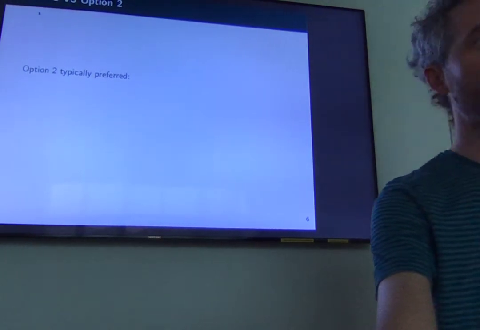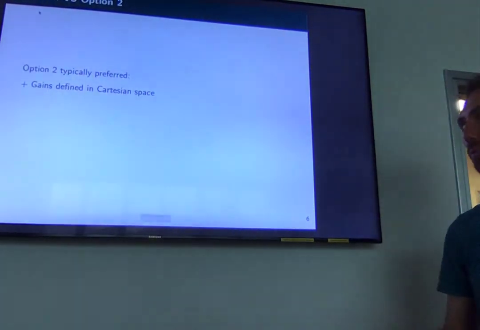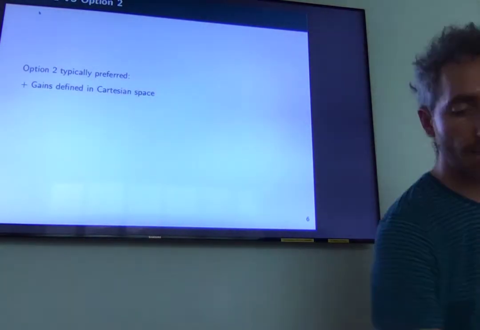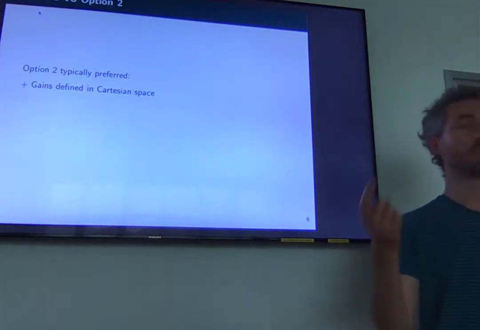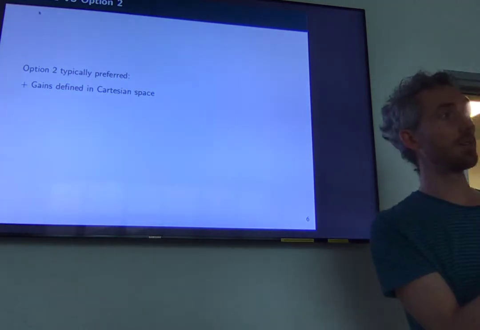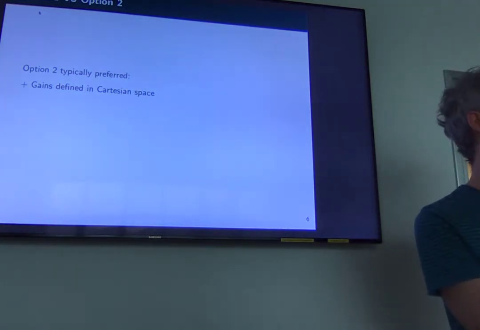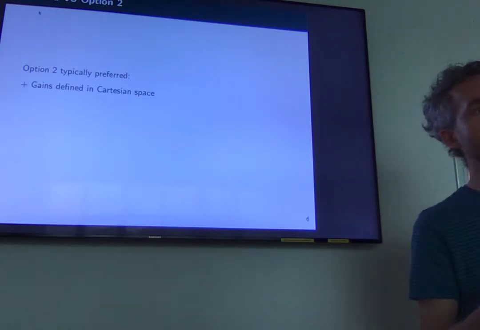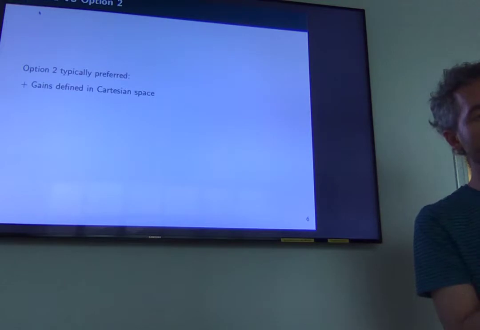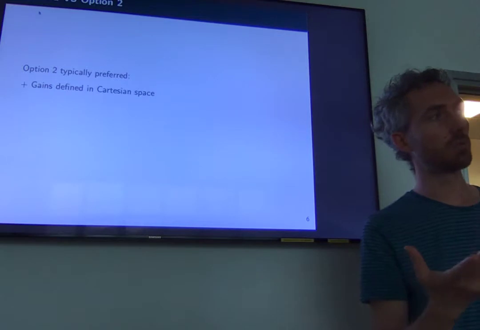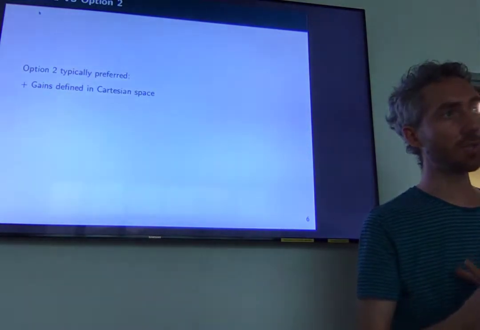So let's quickly discuss pros and cons. Why is option 2 preferred? For a number of reasons. First one, the gains are defined in Cartesian space. So you have the feedback gains that have the same size of your end effector or of your task, let's say more in general. So you can also specify a gain that is higher in a direction where you would like to have a more precise control, and a gain that is lower in a direction where you don't care so much about being accurate.